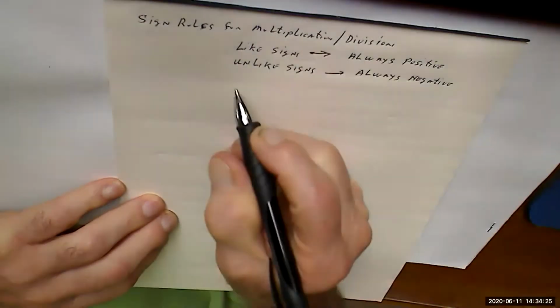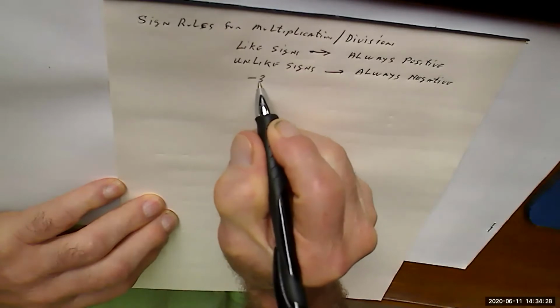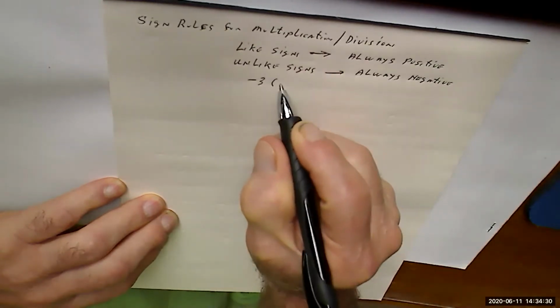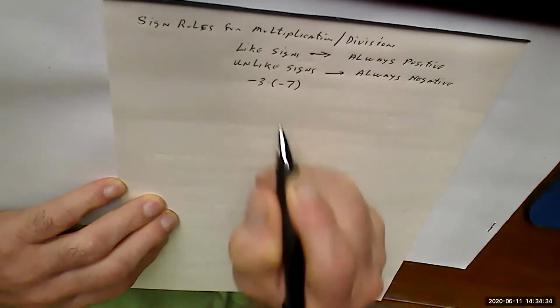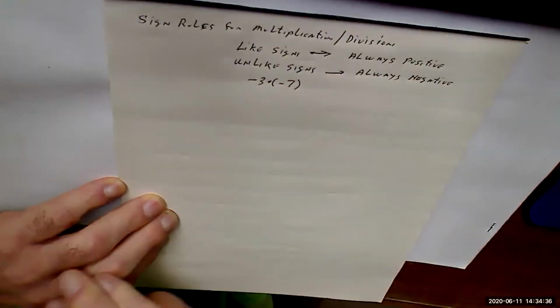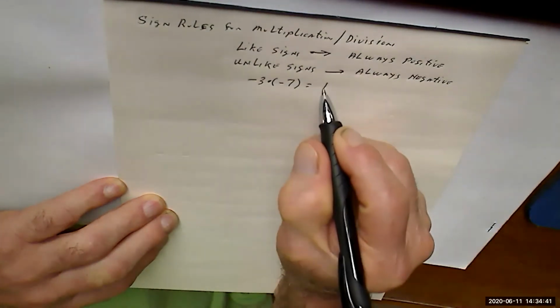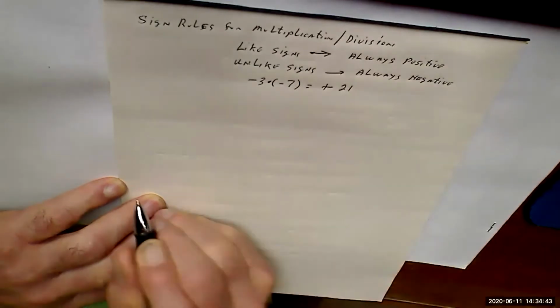For example, if we have -3 times -7, those are like signs, with an understood times here. I'll put the little dot in, times. When we have like signs, the answer is always positive, so it's plus 21.